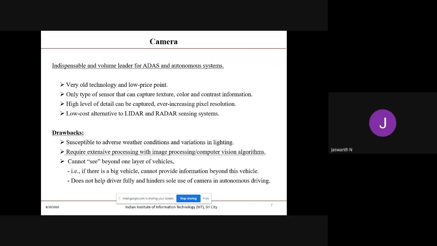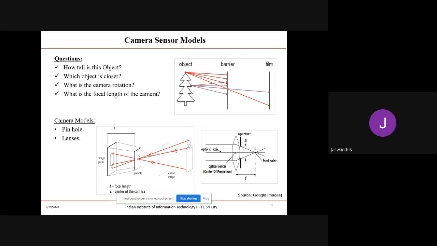So it also cannot see beyond one layer of vehicles. It means that the line of sight could be only at the maximum of one vehicle and not beyond that in front. So now, getting deeper into the camera sensor models.